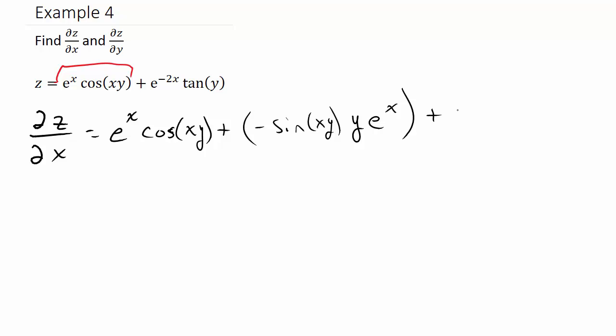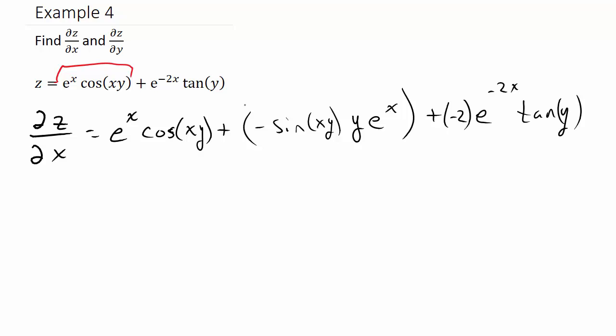Plus, now I have to take the derivative of this. Well, this tangent y, it's a constant term. It has no x in it. So I'm taking the derivative of this. So what's the derivative of e to the negative 2x? Well, that's e to the negative 2x times the derivative of the exponent. So the derivative of the exponent is negative 2. And then I have tangent y.